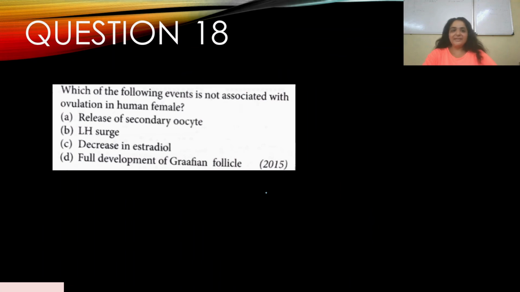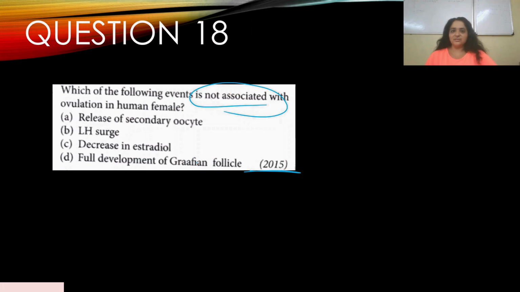Question number 18. Which of the following events is not associated with ovulation in human female? This appeared in 2015. So the event that is not associated. A: release of secondary oocyte. Yes, that's associated with ovulation. B: LH surge. Yes, very much. C: decrease in estradiol. Yes, that also happens. D: full development of Graafian follicle. It's not directly associated with ovulation.